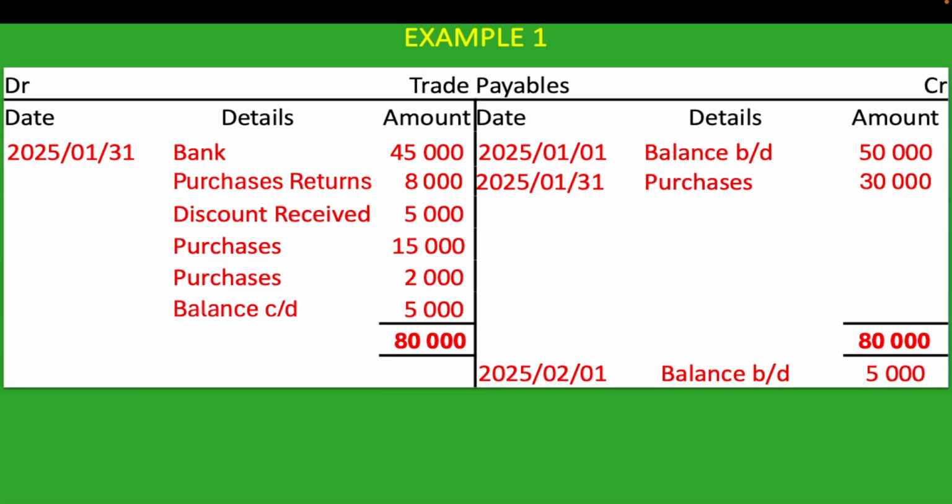I hope you've gained value from this lesson. You now know how to handle a Trade Payables General Ledger account or T account, and you're able to do this quite easily.